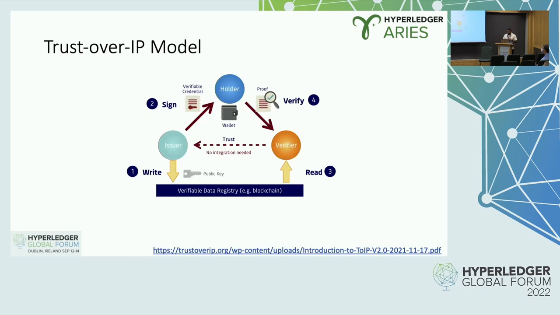ACA-Py implements Aries protocols for issuing, holding, and proving verifiable credentials, and it enables the trust over IP model that you see here, and you'll see frequently. Every component of this trust triangle or diamond is enabled by ACA-Py, so you can stand up ACA-Py for issuing, for verifying, for publishing schemas and credential definitions onto ledgers. So it has wide support for a lot of use cases.